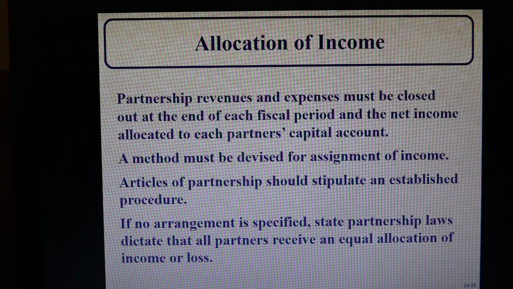That's where you look to the articles of partnership or the partnership agreement to determine what the established procedure is for that partnership. If no arrangement is specified, then you have to look to state partnership laws which dictate that all partners receive an equal allocation of income or loss.